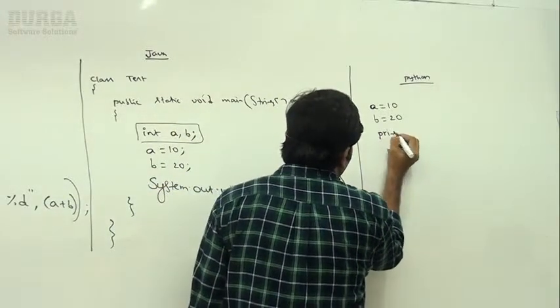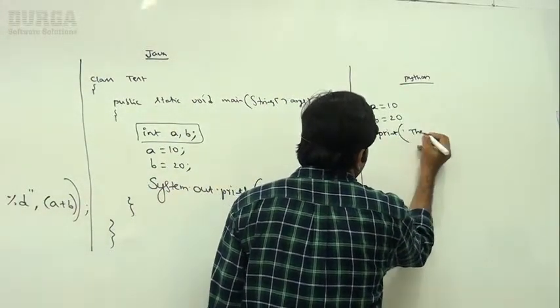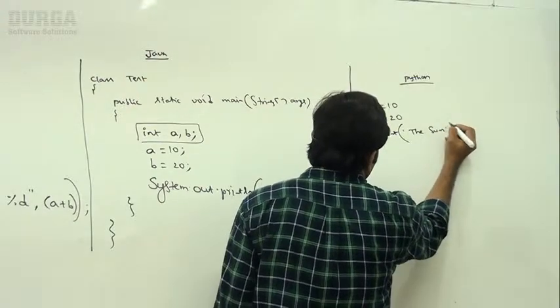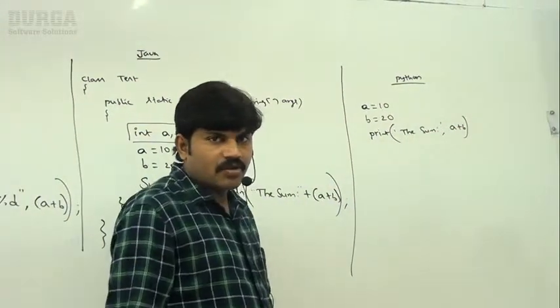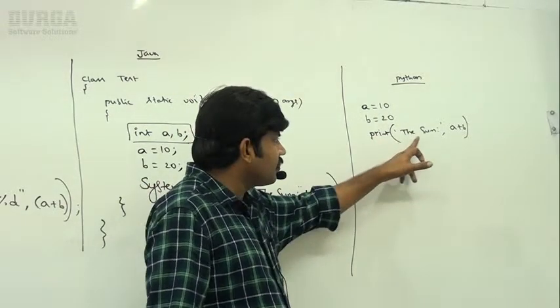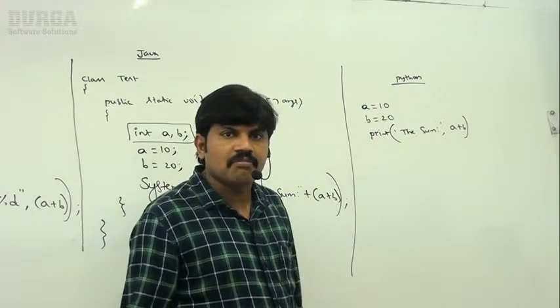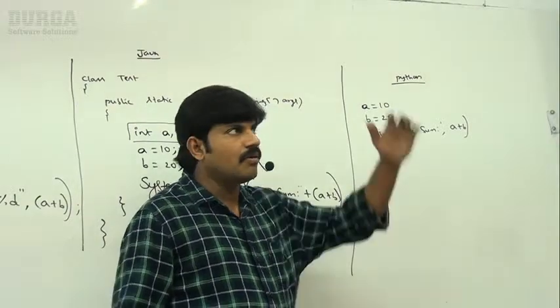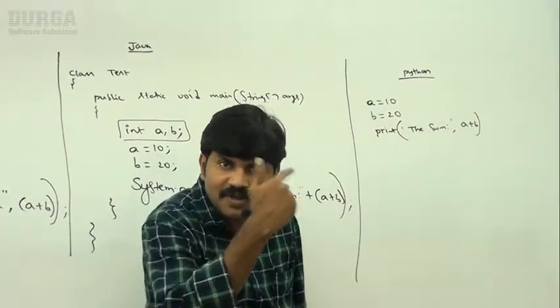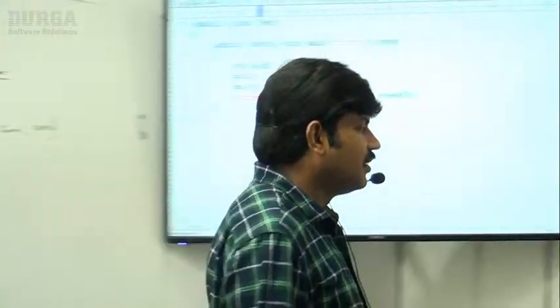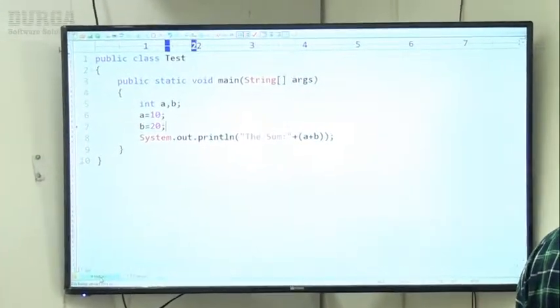print of the sum, print of the sum a plus b, I'm taking that, sir. A is equal to 10, b is equal to 20, print of the sum a plus b, like this I'm taking. That's all. We are not required to write big code. Just two or three lines of code is more than enough. Let me execute this one. Have a look once.